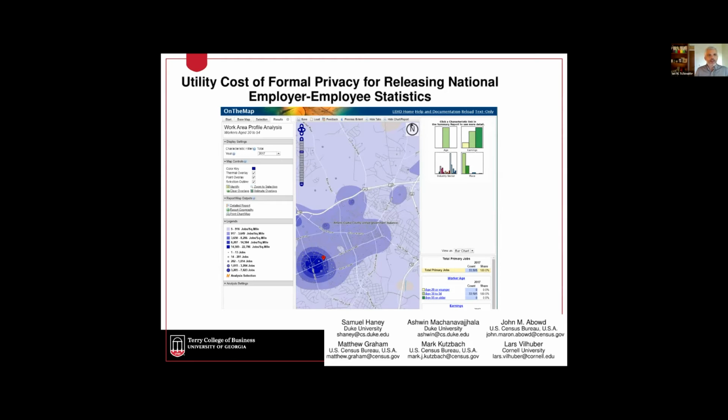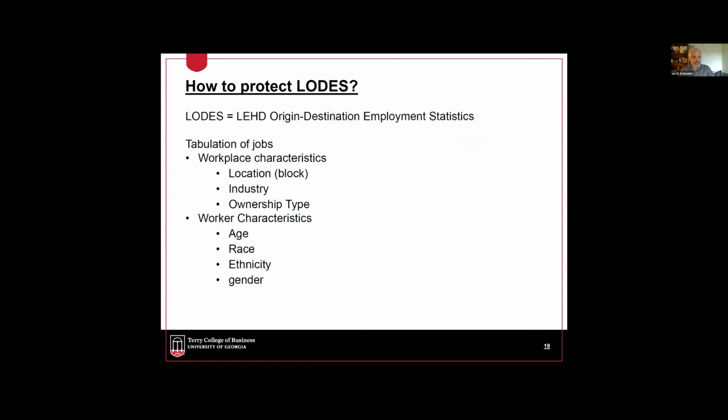Okay. So now I want to pivot to talking about a different type of formal privacy model applied to publication of summaries of linked employer-employee data. And so this is a paper by Haney, Machanavajjhala, Abowd, Graham, Kutzbach, and Lars Vilhuber.